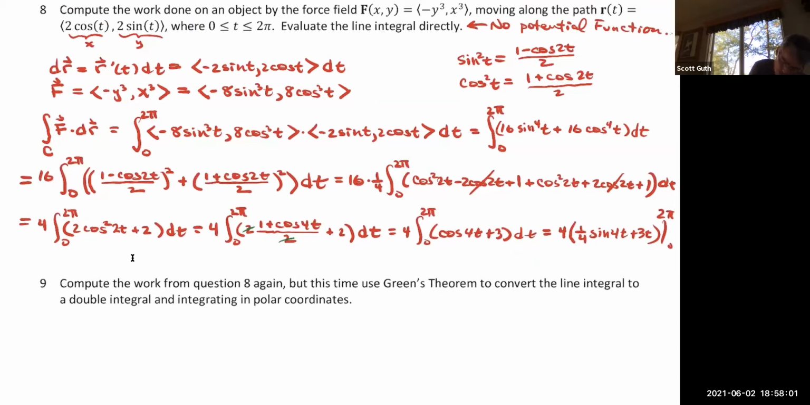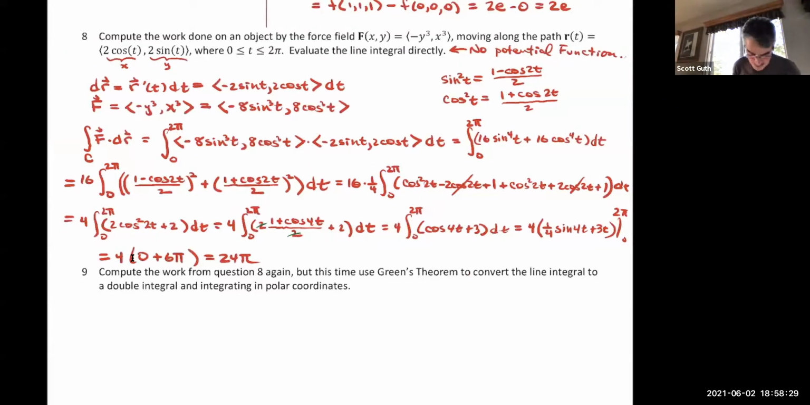Okay. So then in the end, we've got the 4 times 0, I think. Sine of any multiple of pi is going to be 0. And plus 3 times 2 pi is 6 pi. So I think we're going to get 24 pi out of that. All right, any questions there? Isn't that lovely? That's a line integral.